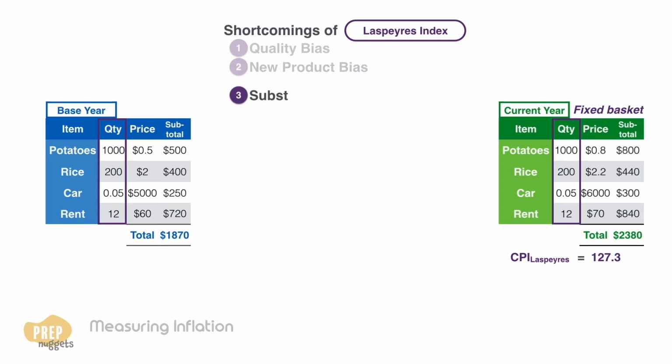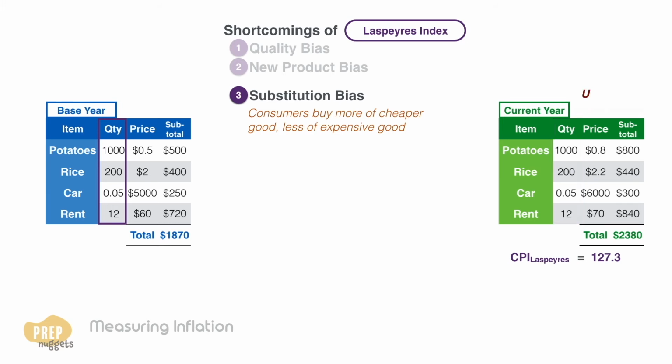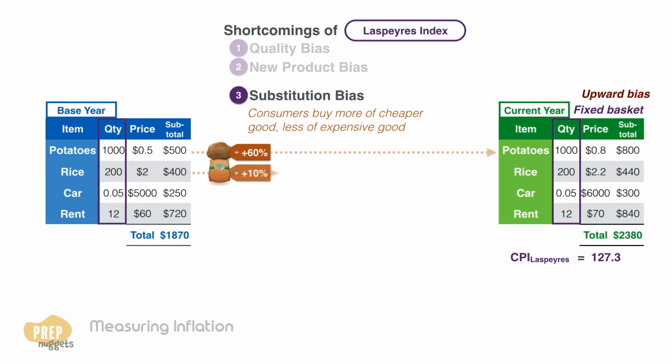Thirdly, there is substitution bias. When two goods are substitutes for each other, consumers buy more of the relatively cheaper good and buy less of the relatively more expensive good. However, if we continue to use outdated consumption figures from the base period, the Laspeyres index can be upwardly biased again. For example, we can observe that the price of potatoes has increased by 60%, while the price of rice has only increased by 10%.